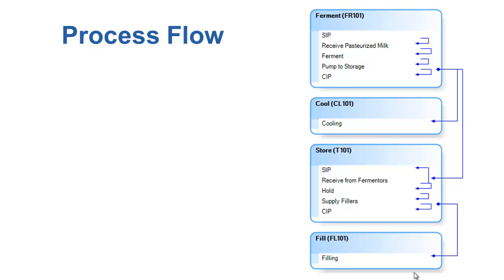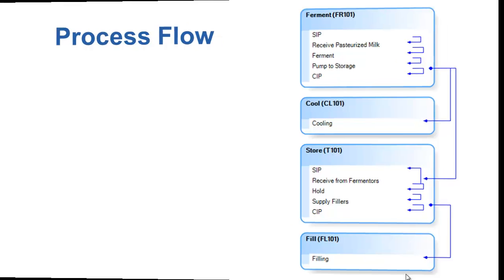This yogurt plant has 3 identical 12 metric ton tanks for fermentation and another 3 tanks for storage. Yogurt is filled in 3 different container sizes: 200 gram, 500 gram, and 1 kilogram. Filler throughput is dependent on the container size, with the processing rate decreasing for smaller cup sizes.